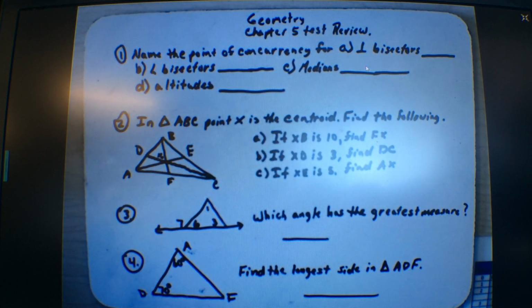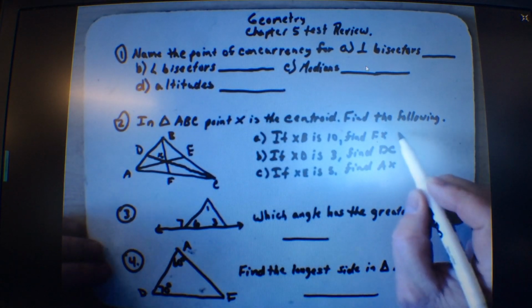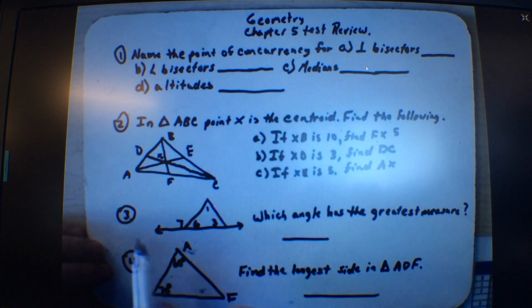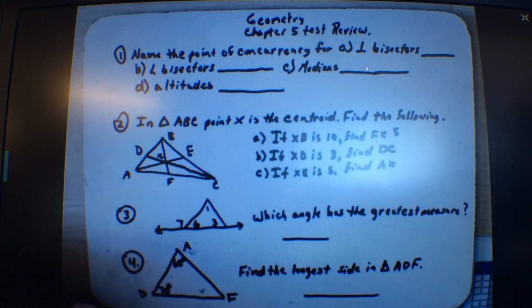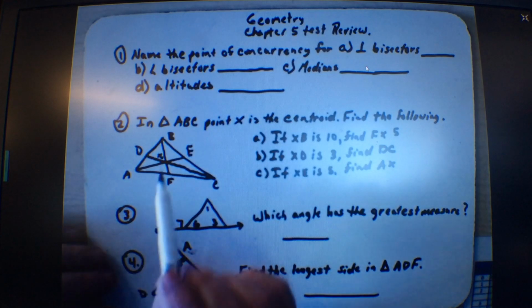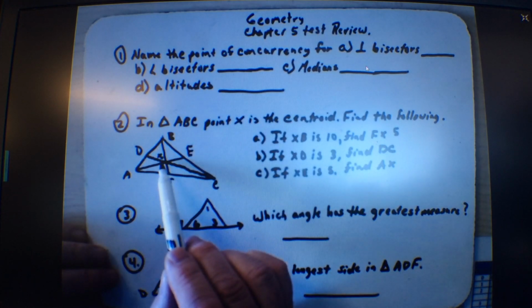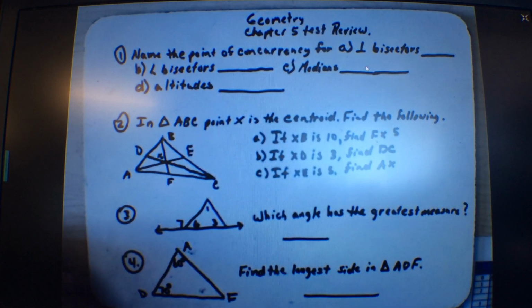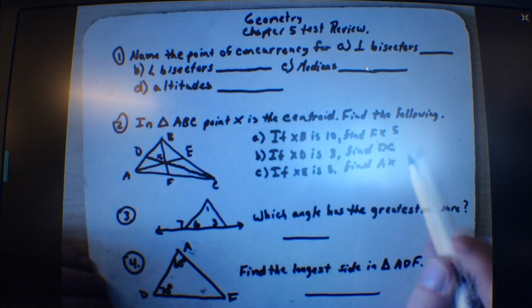I gotta have participation here because if I don't, we won't get through these. So, you think it's 5? You agree with her? Yeah, because the whole thing is how big? If this is from here to here is 10, this has to be 5 because it's 2/3 of the way, right? Okay.